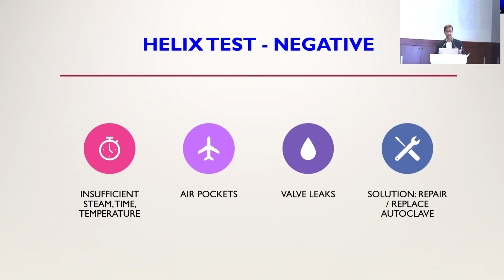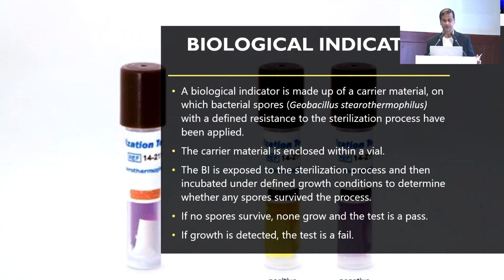So helix checks can be negative when there's insufficient time and temperature of your steam, there are air pockets inside, or your valves do not function properly. So the solution is to check all this and ensure that they function well.